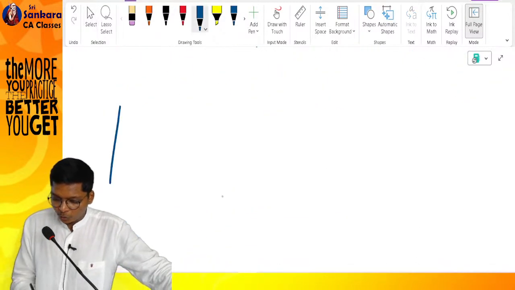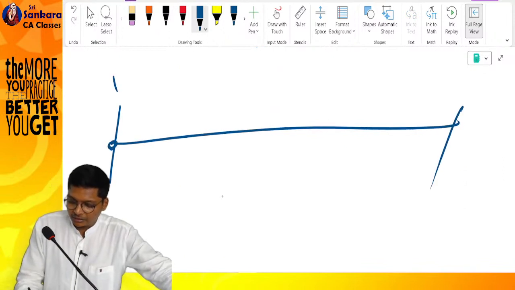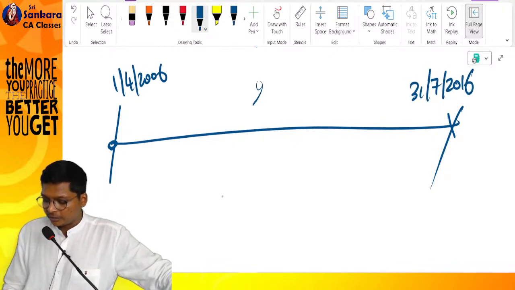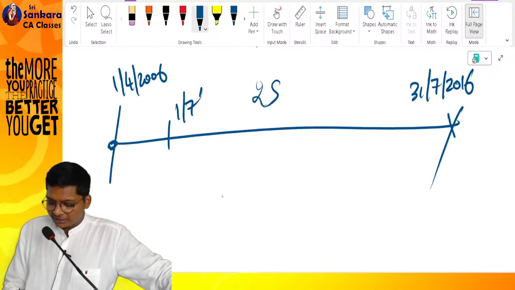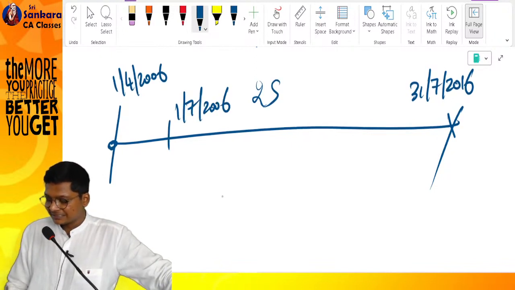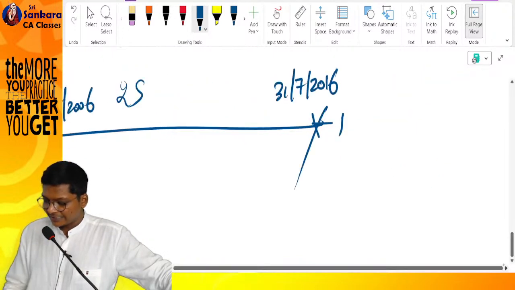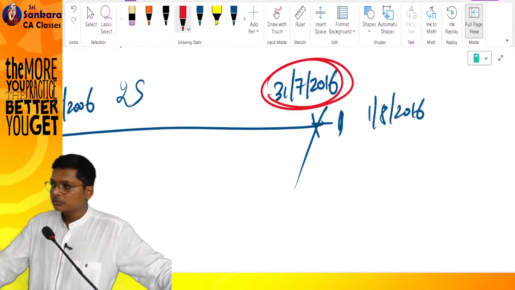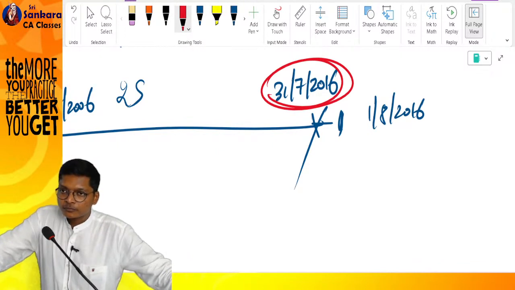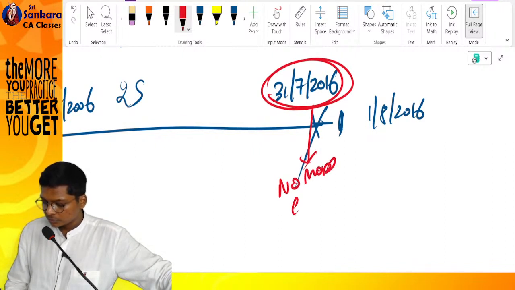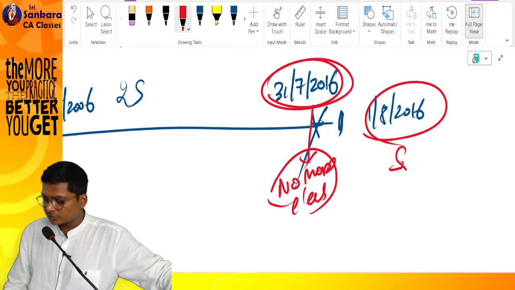I'll explain. If you have a doubt, you just ask me. That's it. 1st April 2006 to 31st July 2016, these 25 employees were there. They got shares on 1st July 2006. They sold it on 1st August 2016. They left the job on 31st July 2016. So on this day, they are no more employees. This day they sold it.